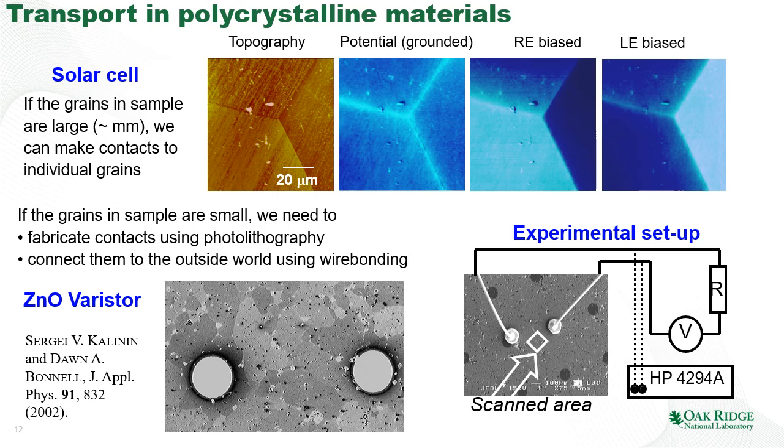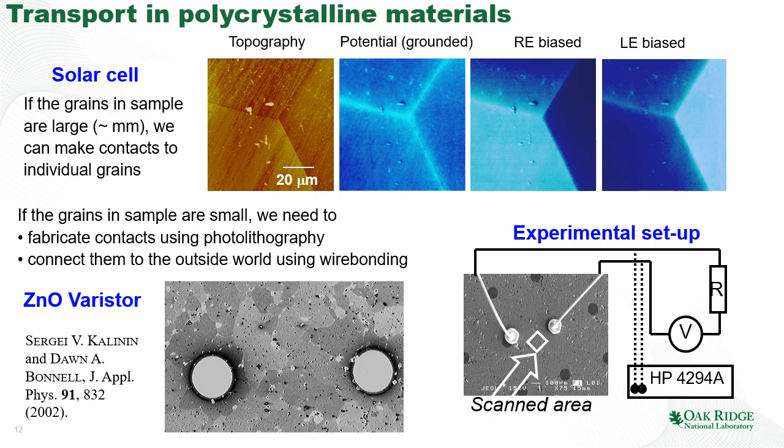So this is a polycrystalline solar cell where we have two electrodes. We look at the surface potential when the material is grounded, and then at the potential when the material is biased. If we bias in one direction, this grain is bright and this grain is dark. When we bias in the opposite direction, this grain is dark and this grain is bright.